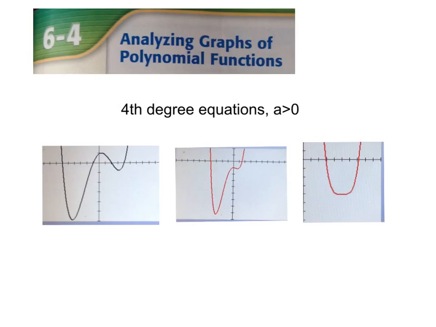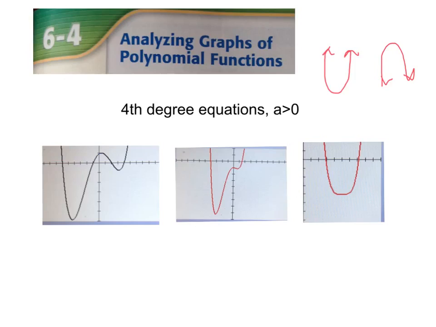All right, 6-4 is about analyzing graphs of polynomial functions. So on my calculator, I graphed three different fourth degree equations. A, the leading coefficient, is greater than 0 on all of these because they are coming from above and then returning to above. If A had been less than 0, we know they would have been upside down like that. And the question is, how do you know when you see the entire graph of a fourth degree equation?